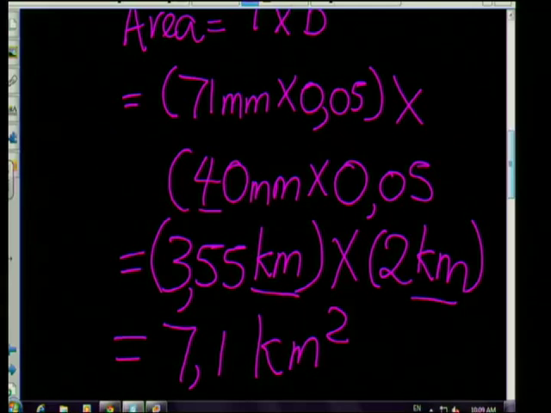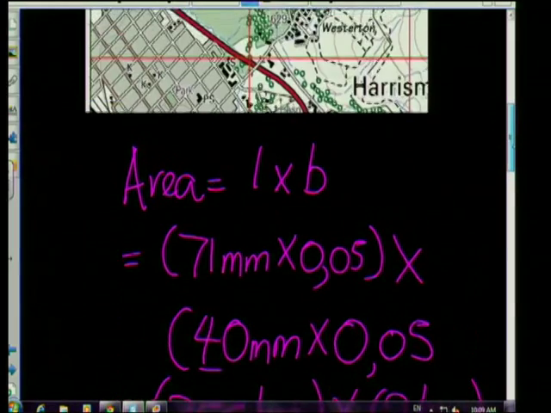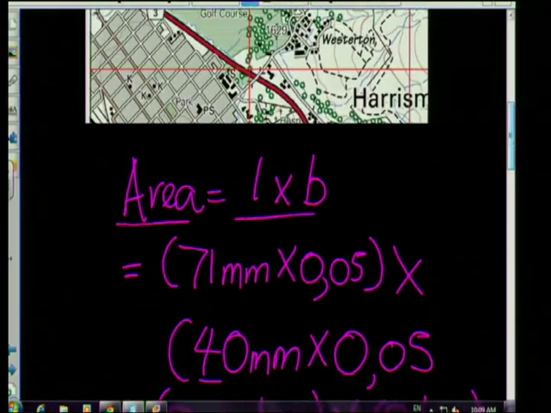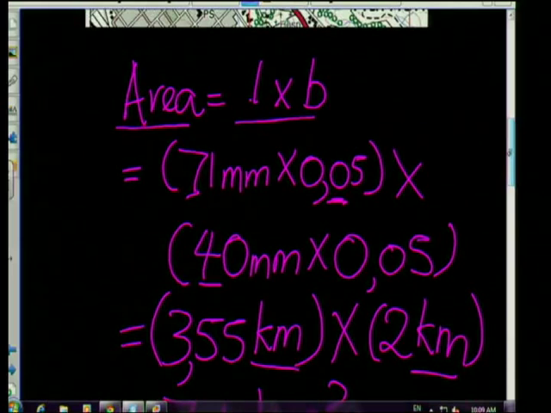Note, let's look at the calculation again. The first step is to write down the formula. In this example, length times breadth. However, note, our scale in this example we've used is millimeters. We've used millimeters, so we multiply by 0.05. My length, 71 millimeters. My breadth, 40 millimeters. I multiply within brackets.